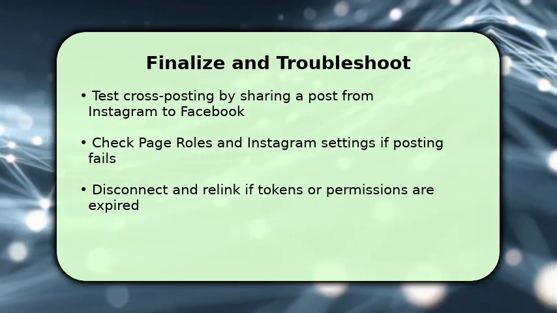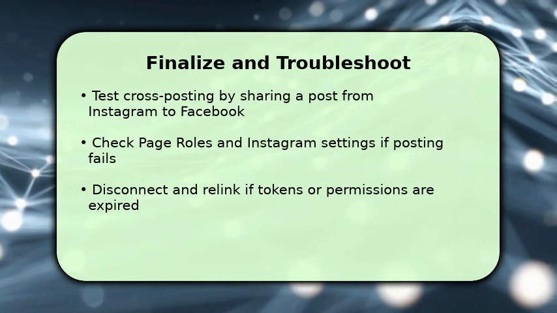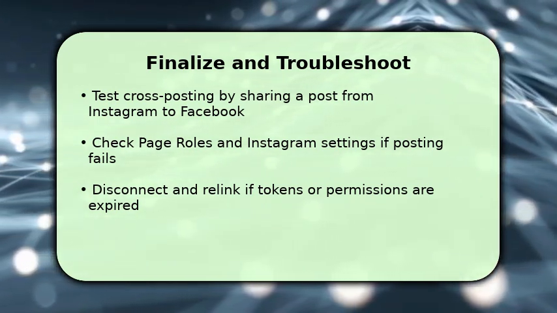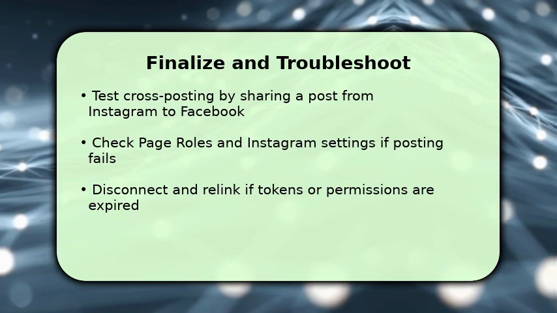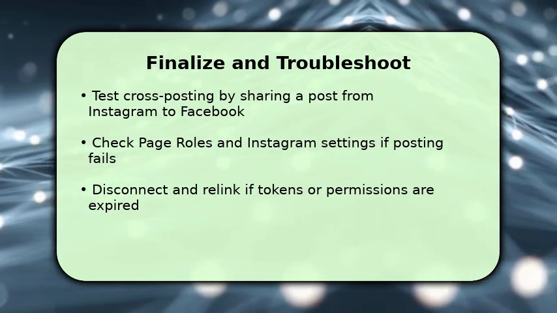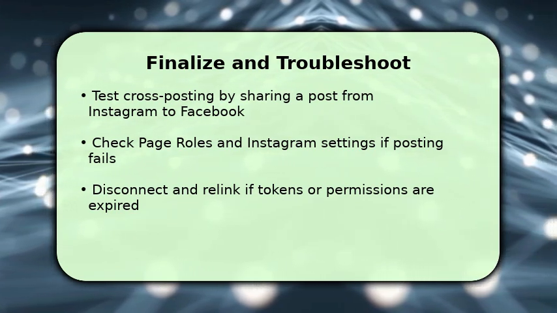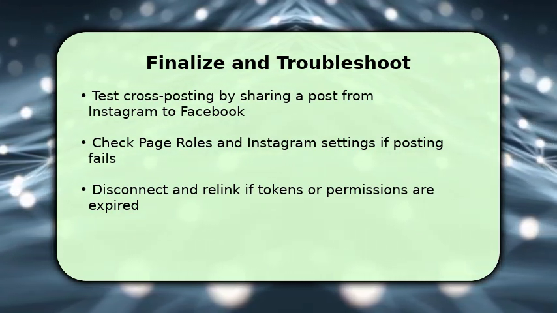If something goes wrong, check page roles, Instagram account type, and app permissions first. Expired tokens often cause failures. If issues persist, disconnect from Facebook settings and relink, then clear app caches and retry. That usually refreshes permissions and resolves most linking errors.